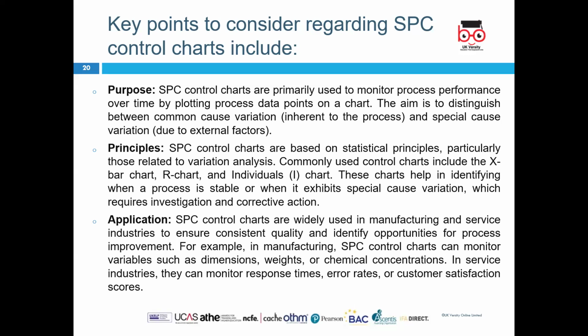Then, application of SPC. SPC is generally used in manufacturing and service industries to ensure consistent quality and identify opportunities for process improvement. For example, in manufacturing, SPC control charts can monitor variables such as dimensions, weights, or chemical concentration. In the service industry, they can be used to measure response time, error rates, or customer satisfaction score. For example, if your internet broadband is not working, what is the response time of the service center of the organization? That is how you can use the SPC control charts.